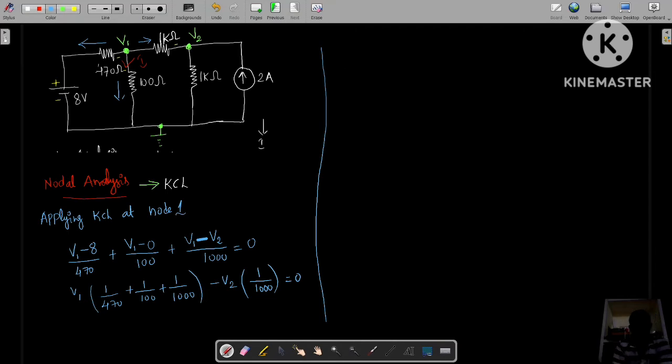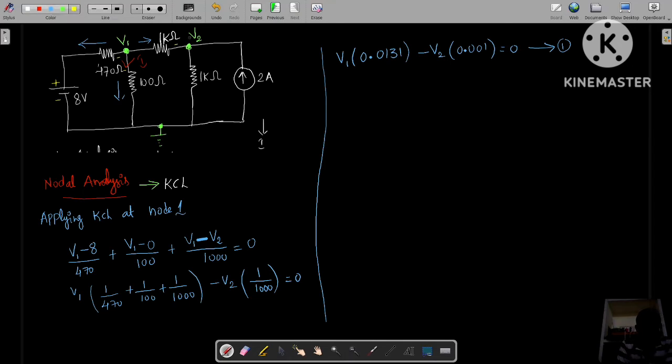Similarly, how can you simplify it? First simplify this value, 1 upon 470 plus 1 upon 100 plus 1 upon 1000. Let me simplify it with the calculator. You need to be good at calculations so that you can get the result very easily. So for this the value is 0.0131. I took up to 4 digits after the decimal point, and it is minus V2 into 1 by 1000, which is 0.001, equal to 0. So this is the first equation.